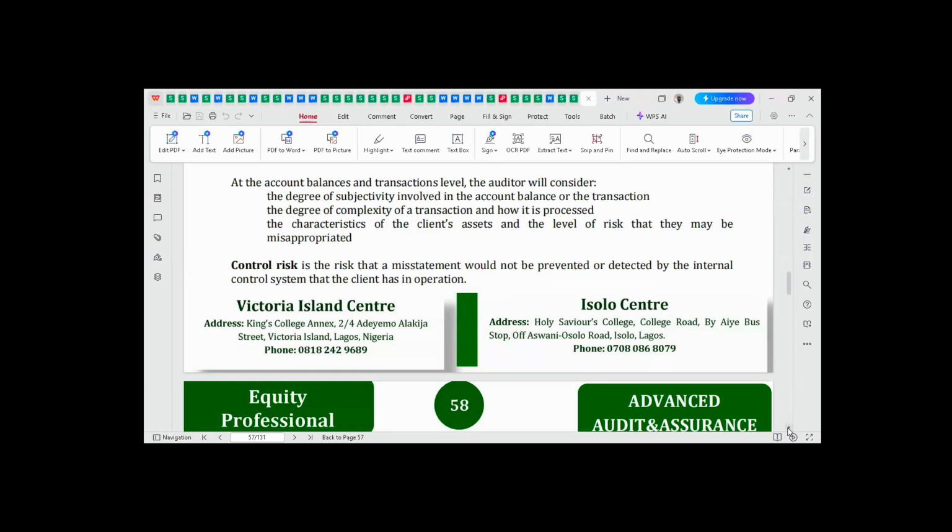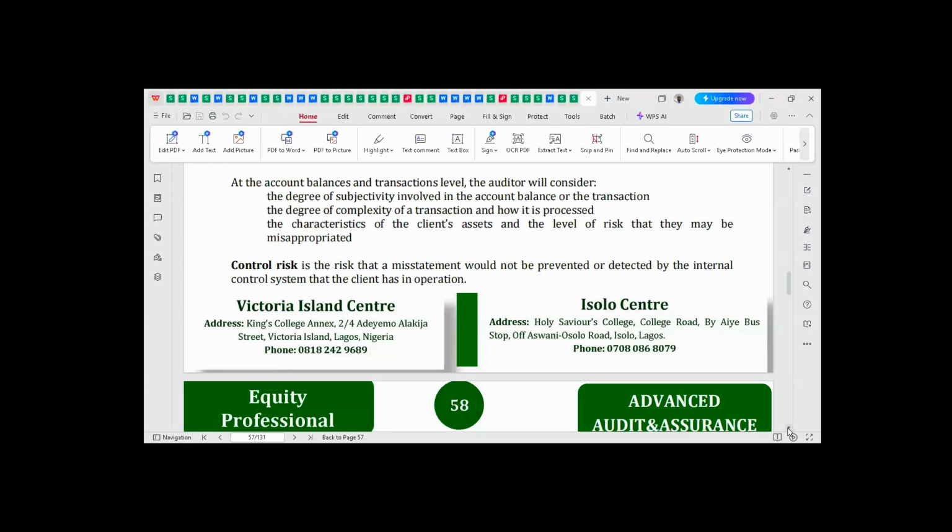So let's give an instance to that. For instance, in your accounting policy, you said that every procurement above 1 million naira, they must attach a local purchase order to any procurement. That is what you have in your finance and account SOP.